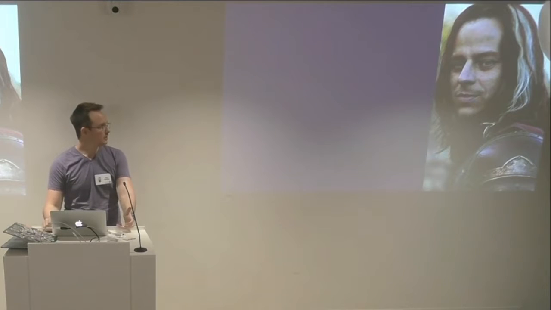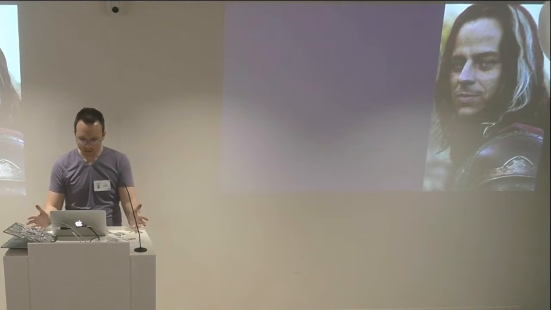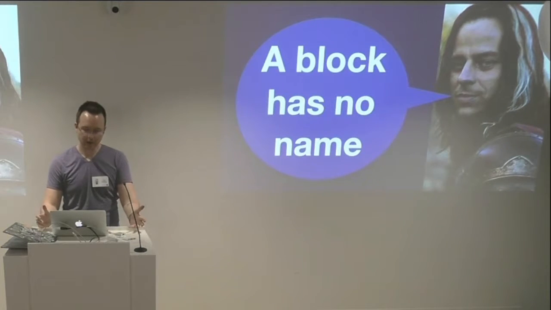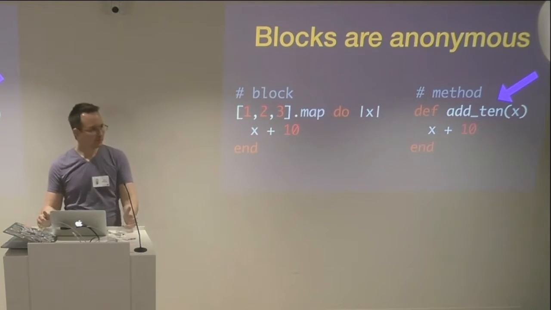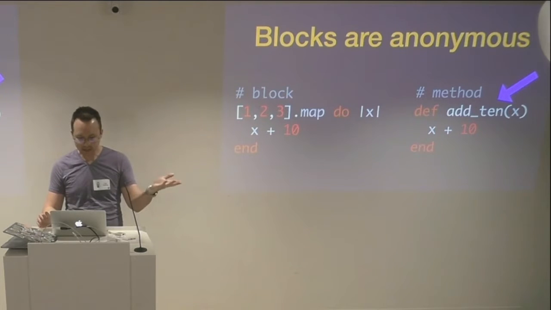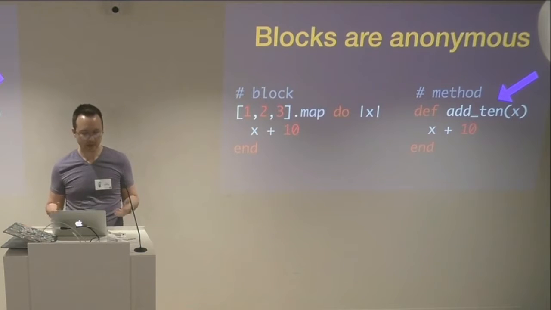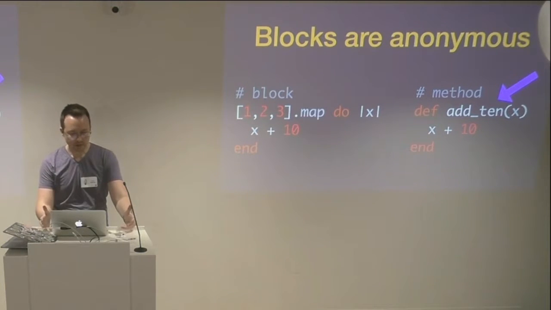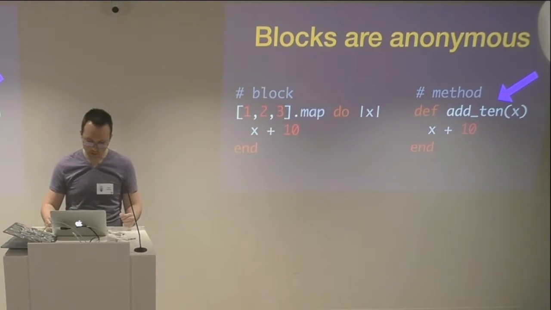So having seen the similarities, let's have a look at the differences. And as Jack and Hagar would say, the first difference is that a block has no name. All methods have names. So on the right here, we have a method called add10. On the left is a block that does basically the same thing, but there's no name written anywhere in the code. In programming terminology, functions without names are called anonymous functions. So blocks are anonymous functions.